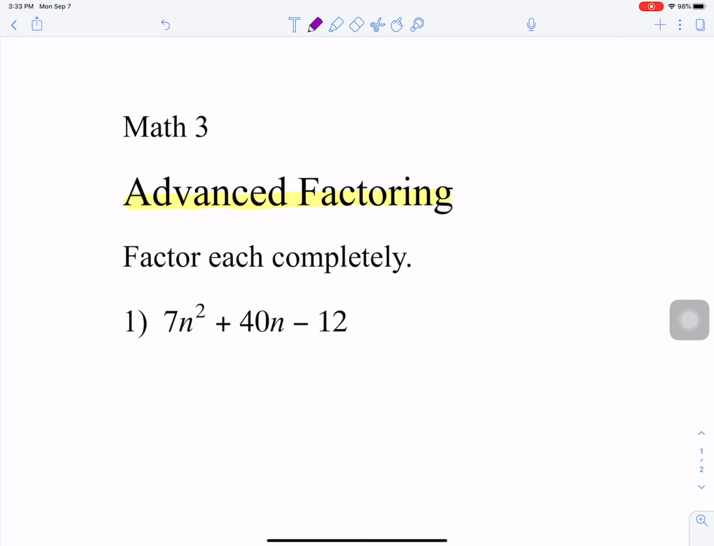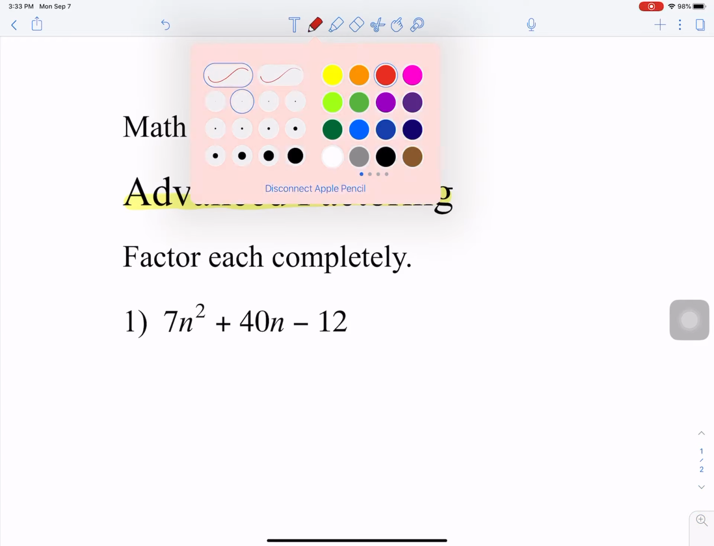Hi, this is a video on advanced factoring. We use advanced factoring when A is not 1 and when there's no GCF. Okay, so the first thing we need to do is identify our A, B, and C.